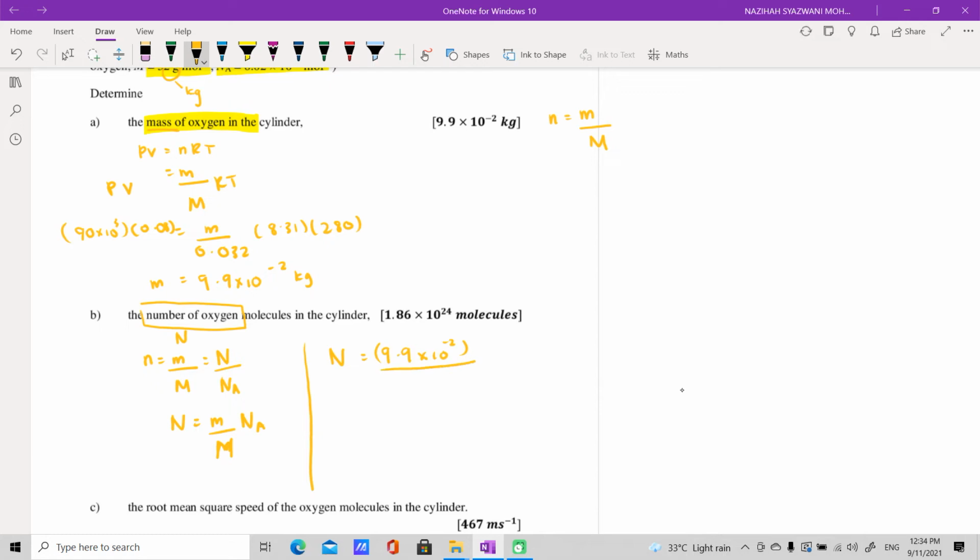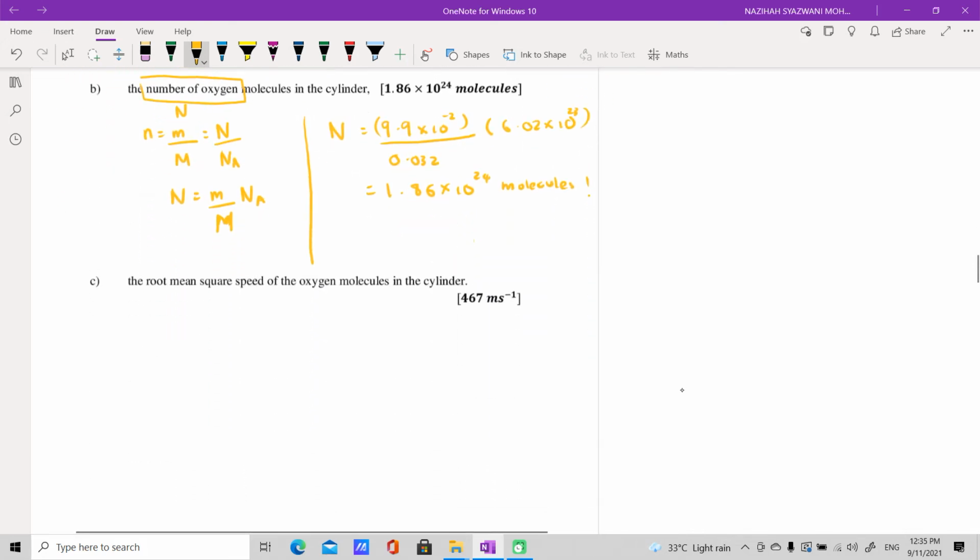divided by the molar mass. Molar mass of oxygen is 0.032. Again, you need to convert it to kg, the one given is gram per mole. Then multiply with the Avogadro constant, which is 6.02 times 10 to the power of 23. So your answer for the number of molecules is 1.68 times 10 to the power of 24 oxygen molecules. So that's a lot of oxygen molecules in the cylinder.